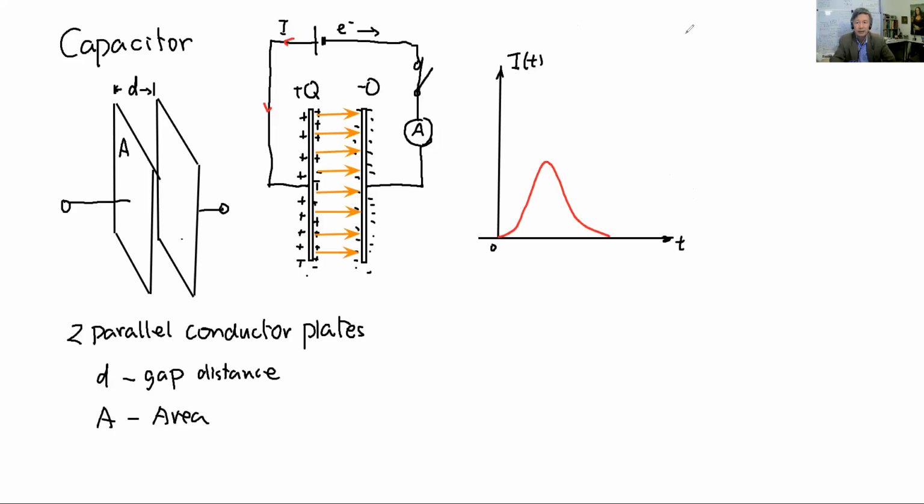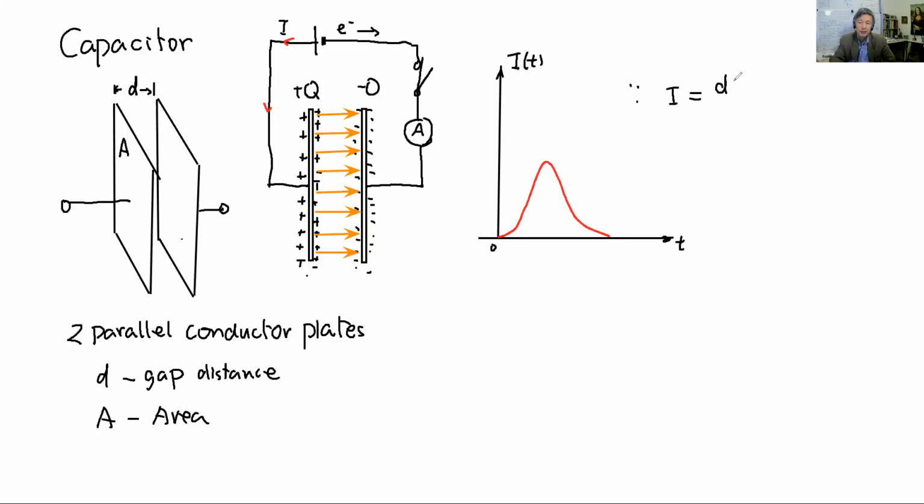Can we just calculate how much charge is here, in that area? What is the relation between the charge, current, and distance? By definition, I equals dq over dt.